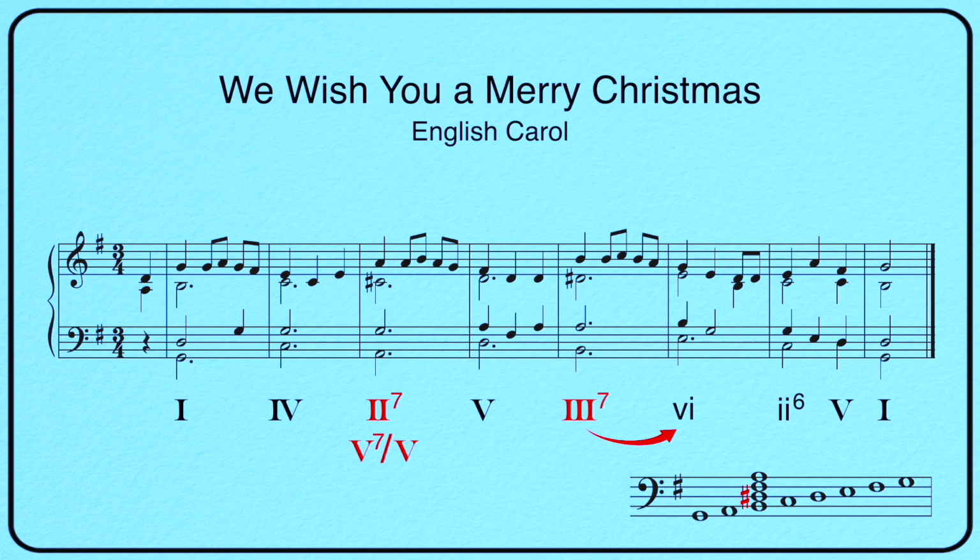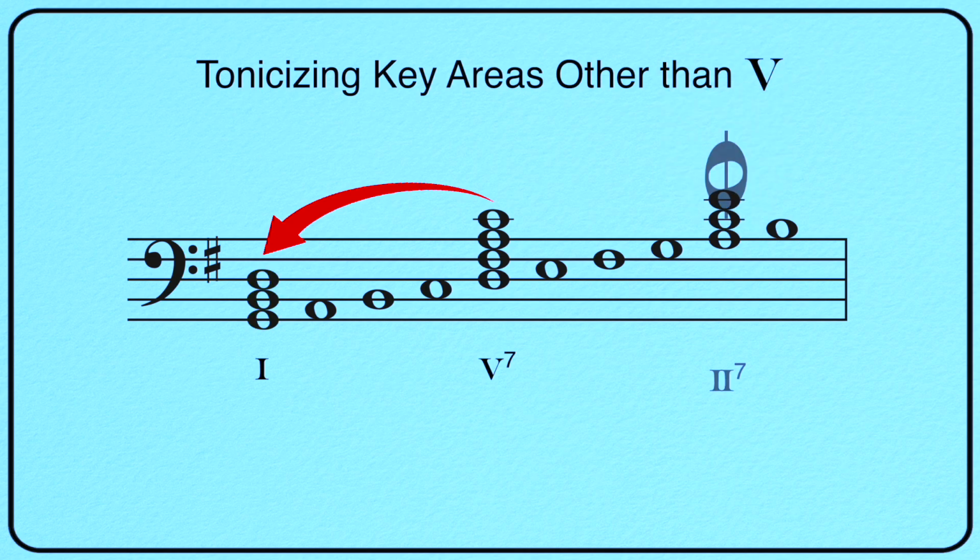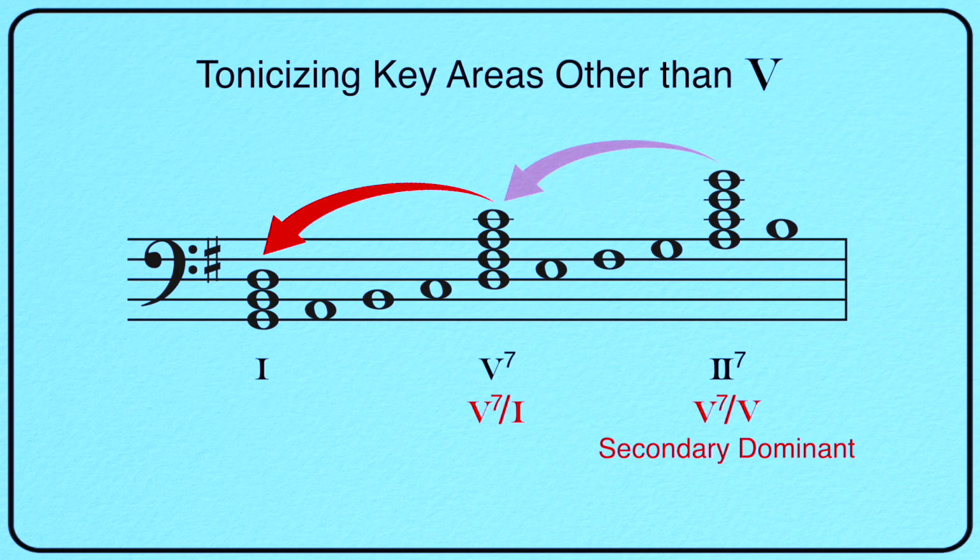The next chord is E minor, the 6th chord, and it's been tonicized by this B7. Let's see how. As we saw in the last video, the 5-7 chord is a 5th above the 1 chord, and makes a strong cadence in the key of 1. The 2-7 chord is a 5th above the 5 chord, and therefore tonicizes the key of 5. 5-7 is the dominant of the 1 key, and 2-7 is the secondary dominant of the 5 key.